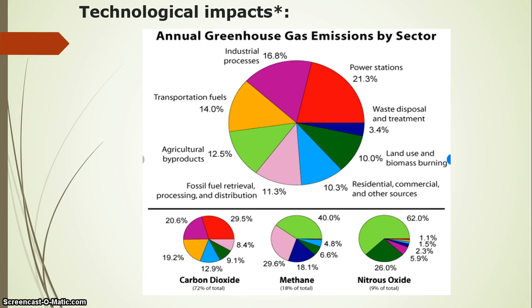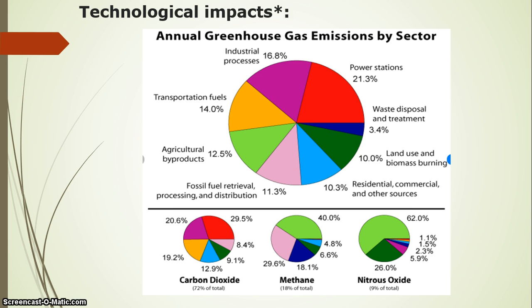Then coming to the industrial processes, it's 16%, and fuels used for transportation are about 14%, and then agricultural byproducts, that is 13%. So approximately 13%, approximately 10%, the value of 10% for land use and biomass burning, that you can know, agricultural waste and etc., residential, commercial and other resources.